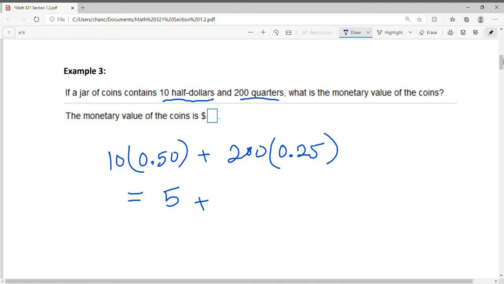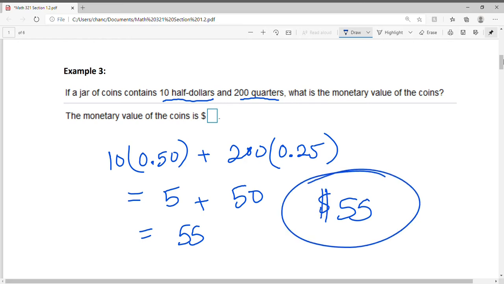That's going to give us $50 worth of quarters. And so my final answer is 55. So it is $55. That's our final answer to this question.